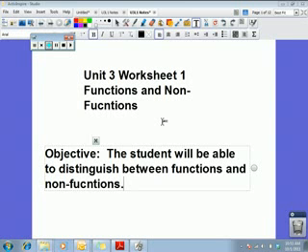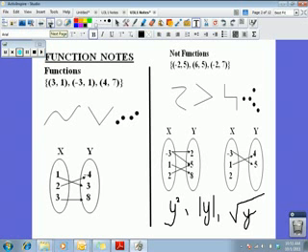Okay, this is Unit 3, Worksheet 1, Functions and Non-Functions. Your objective today will be, you'll be able to distinguish between a function and a non-function. Now, our first page, I've got kind of a quick guide for you. I would pause my video and copy these down because these are good things to go back and look at if you're not sure whether something is a function or not.